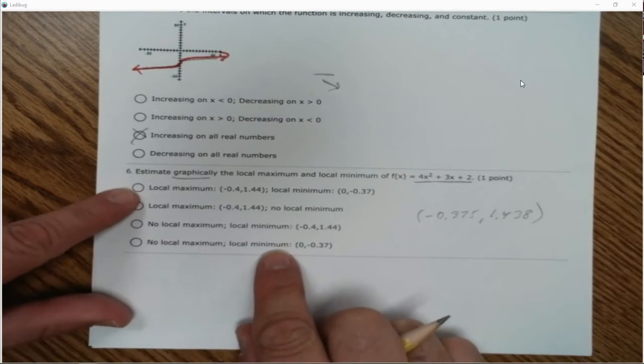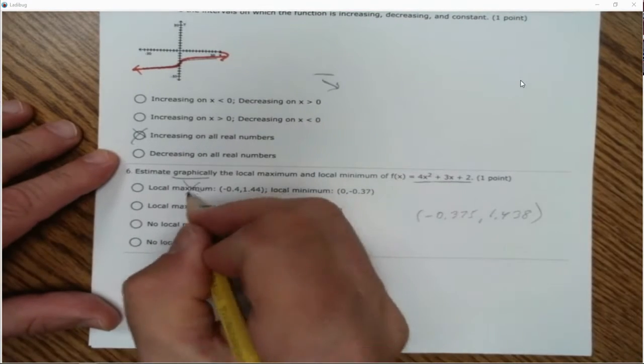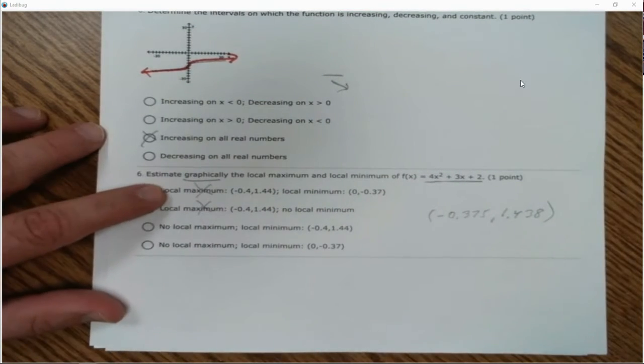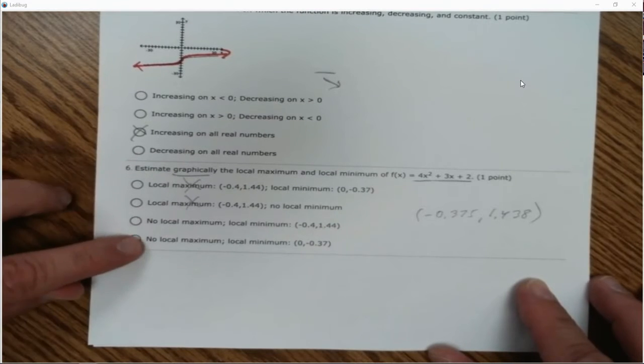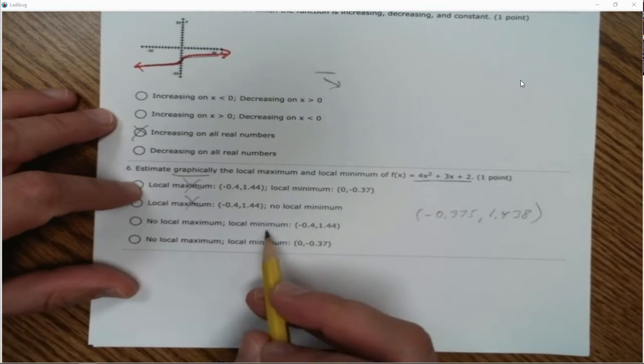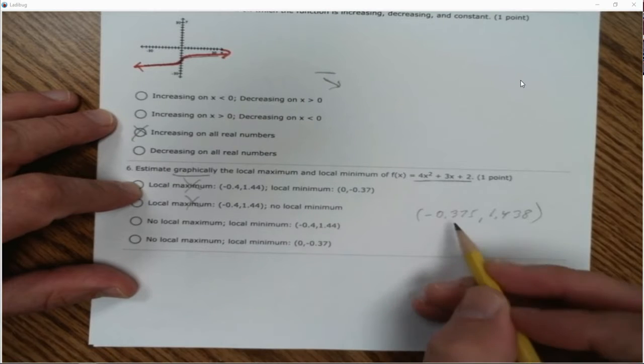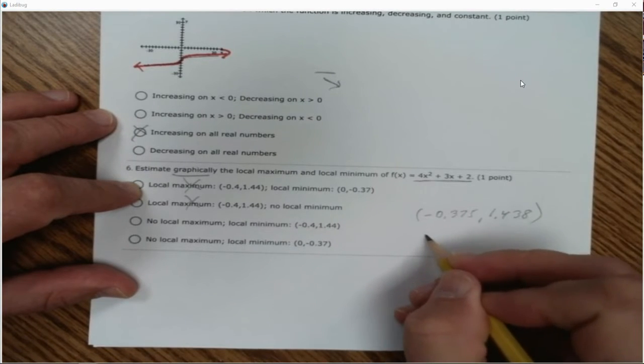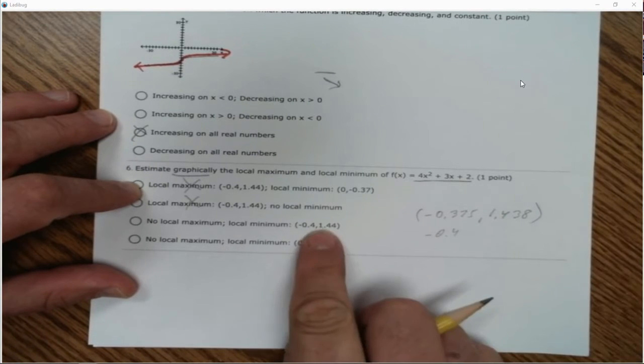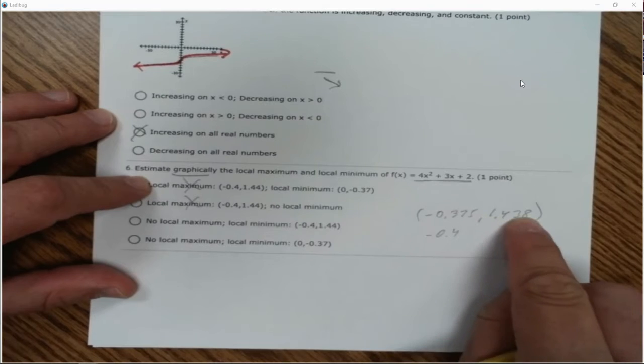This is the local maximum. We know there's no local maximum at all. All right, so the first two we can rule out immediately. So it's got to be one of these two. This has a local minimum at negative 0.4, so they've rounded it to 1 decimal. We have 0.375. That would round to 0.4. and 1.44. 1.4 and that 3 would round up.